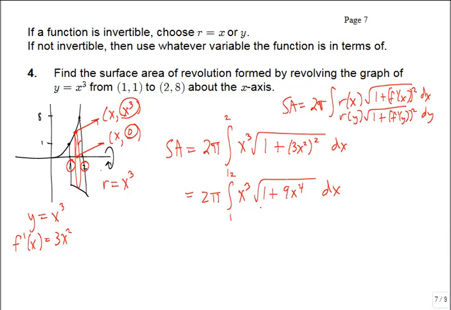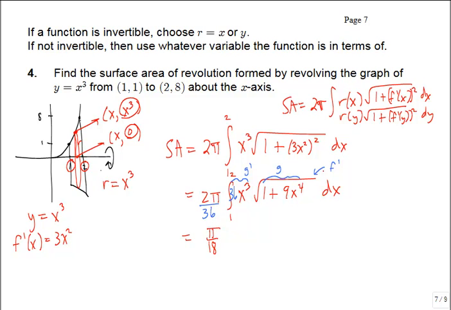Now this is actually good for us because if you think of this as a pattern recognition problem, your outermost function is this square root. Your innermost function is this 1 plus 9x to the fourth. We'll call that g. And the derivative of that wants to be 36x cubed. And I thankfully have the x cubed already there. I'm just missing the 36, and then I would have the right g prime. So we can counterbalance by our 36 underneath and out front. So this becomes pi over 18.